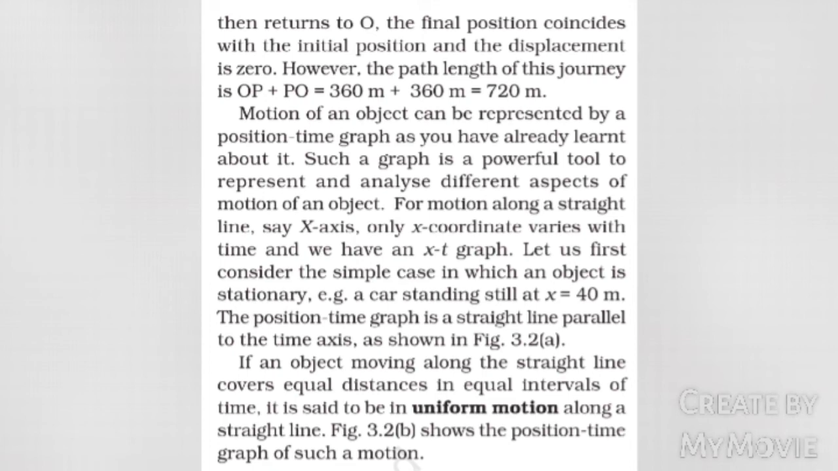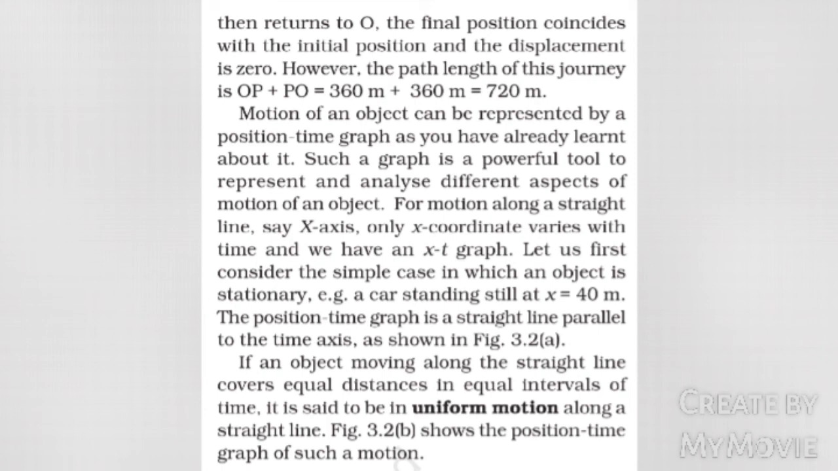Motion of an object can be represented by a position-time graph, as you have already learnt about it. Such a graph is a powerful tool to represent and analyze different aspects of motion of an object. For motion along a straight line, say the x-axis, only the x-coordinate varies with time and we have an x-t graph. Let us first consider the simple case in which an object is stationary, for example, a car standing still at x equals 40 meter. The position-time graph is a straight line parallel to the time axis, as shown in figure 3.2a.